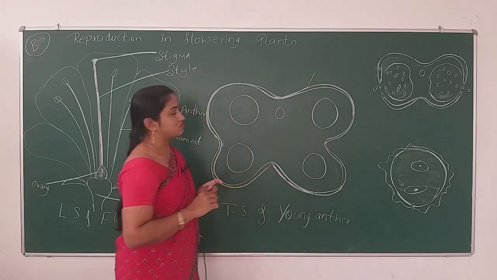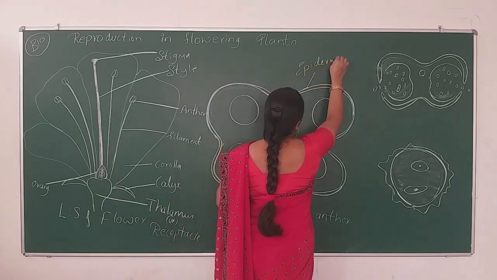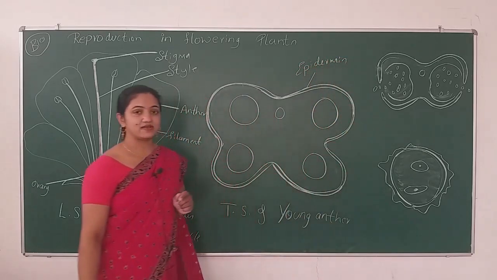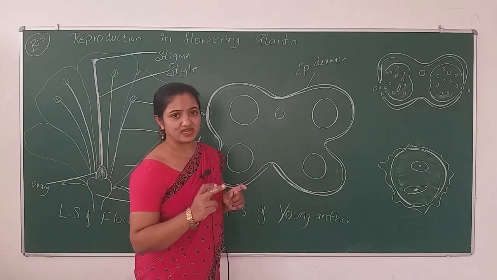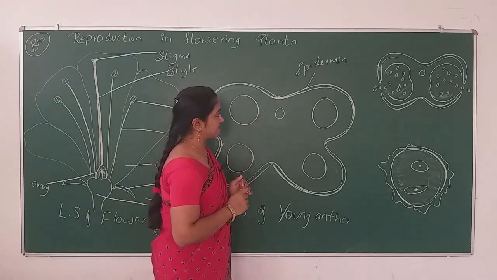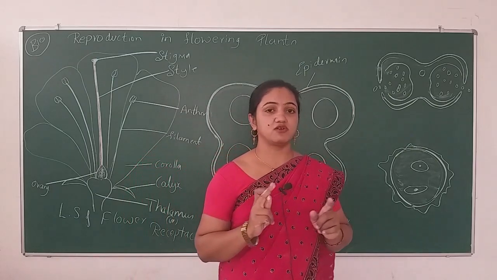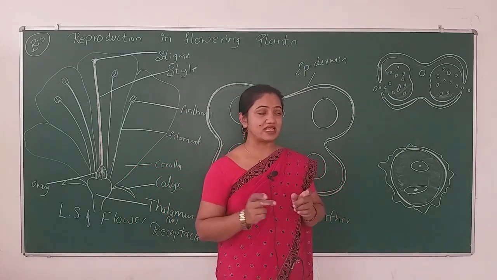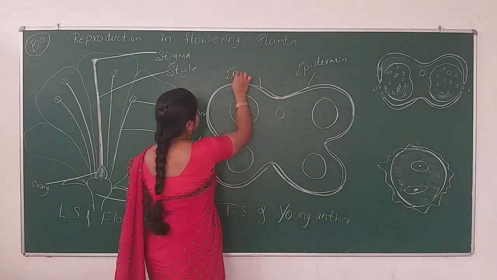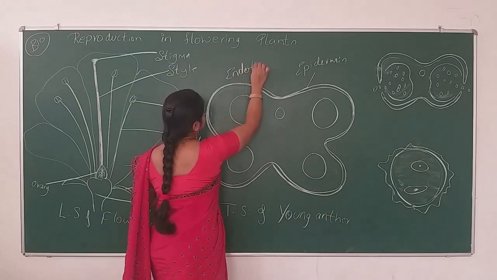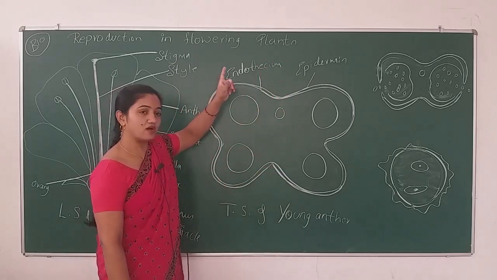the outermost layer is known as the epidermis. The cells of the epidermis are flat and compactly arranged. There is no gap between one cell and another. Next to the epidermis, radially arranged cells form the second layer, which is known as the endothecium. So that is the second layer.